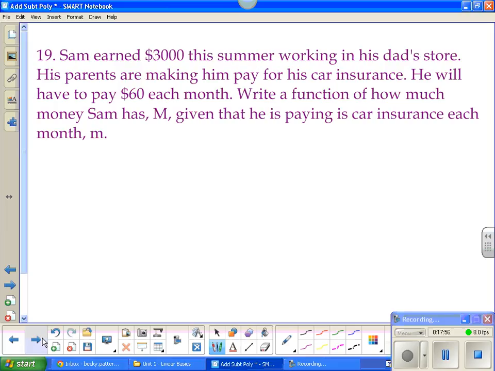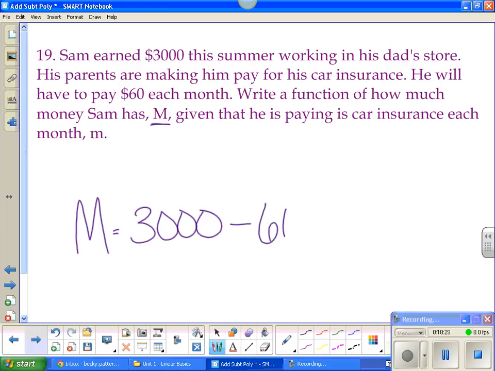Okay, so this one, he earned $3,000 this summer, so he has $3,000. But he has to pay $60 each month. Write a function of how much money he has, M. So money, Sam has $3,000. He earned it this summer working. He has got $3,000. But out of that, he has to pay for his car insurance. So he loses $60 per month. Notice that it's a subtraction sign and not an addition sign. I'm not adding to the money that Sam has. I'm subtracting away from the money that Sam has.